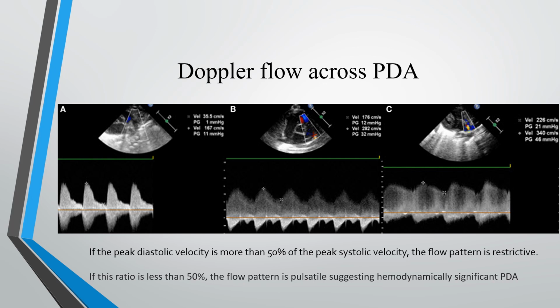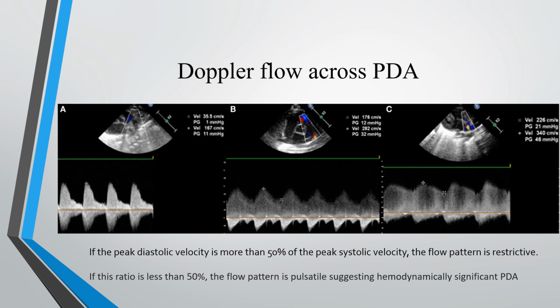In this B and C diagram, we can see that there is not much velocity difference between systolic and diastolic flow. Here there are differences, but not like the A diagram. Here the peak diastolic velocity is taken at this point and the peak systolic velocity is taken at this point. Here we can see that the peak diastolic velocity is more than 50%. Here also the 50% will come around here. Here also more than 50%. That means it is a restrictive PDA, not hemodynamically significant.